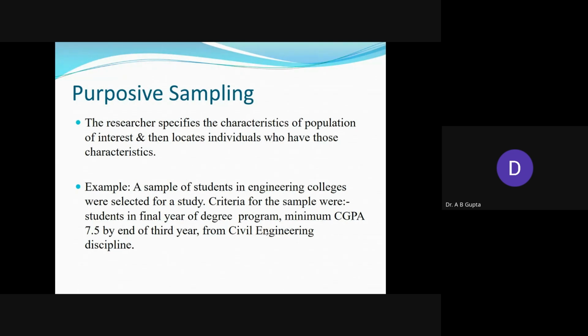So this is purposive sampling, where I as a researcher have these three criteria in my mind: the students I will consider for my sample must be in the final year, have a minimum CGPA of 7.5, and be from the civil engineering discipline. Once this criteria is there, I go to various engineering colleges and find students who are in the final year, civil engineering department, with minimum CGPA 7.5. They become part of my sample. So this is purposive sampling.